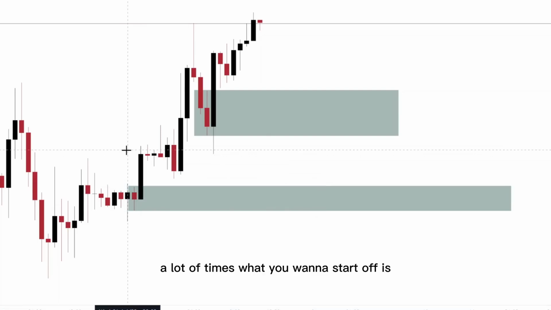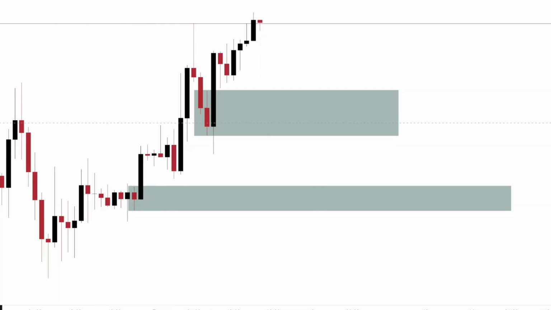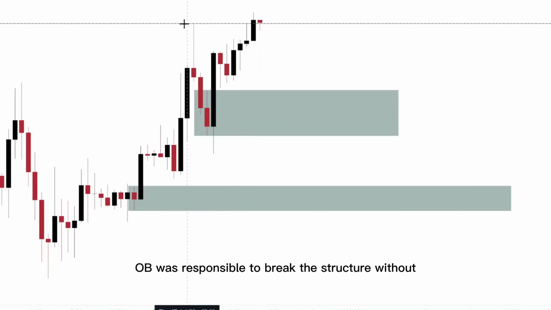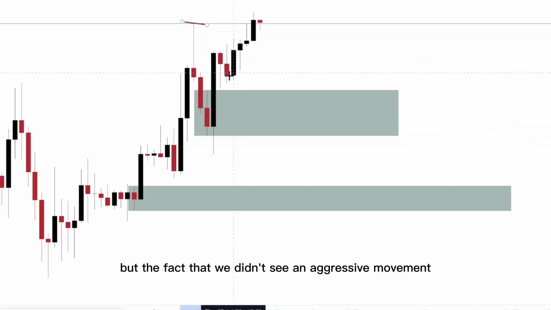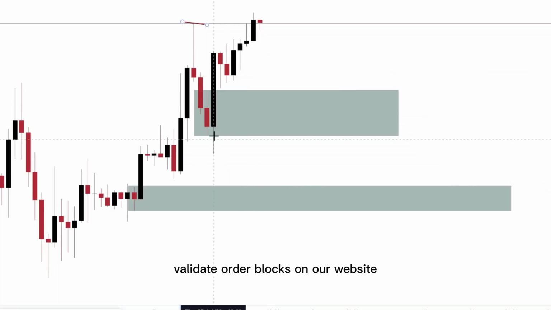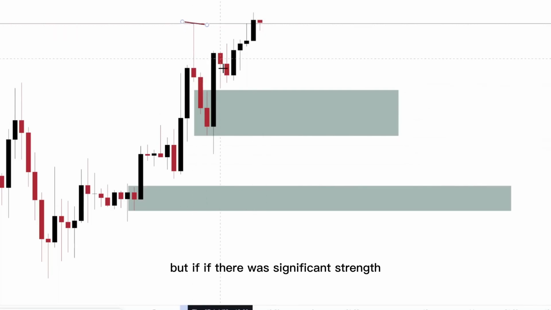A lot of times what you want to start off with is to disqualify an unmitigated order block first. The way to disqualify it is you would look at this order block here, and this order block did not cause a strong reaction that broke structure. Now, if this OB was responsible to break this structure without any major pullbacks and showed enough strength, a pullback to this order block would make sense. But the fact that we didn't see an aggressive movement, and we covered how to validate order blocks on our website, but if there was significant strength coming from this order block to push price through, this would be valid. But the fact that this is not a valid unmitigated order block, we would look at the next one.